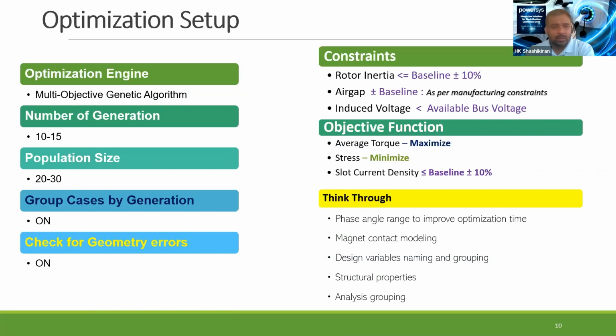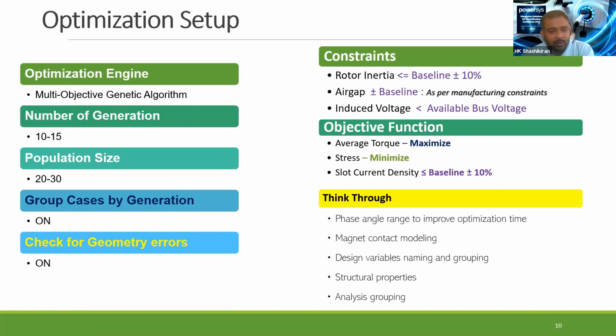And if you look at the setup, this is something that is very generic. So we are using a multi-objective genetic algorithm. We tried the basic genetic algorithm, but that is useful to generate the basic design space. So what happens is, if you directly go to a multi-objective genetic algorithm, you end up with a lot of cases that are not actually productive.